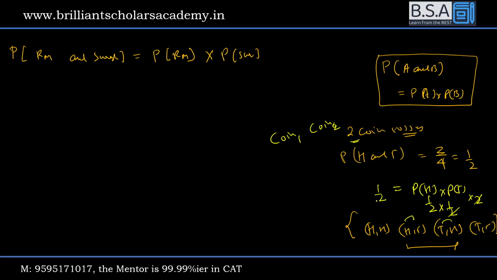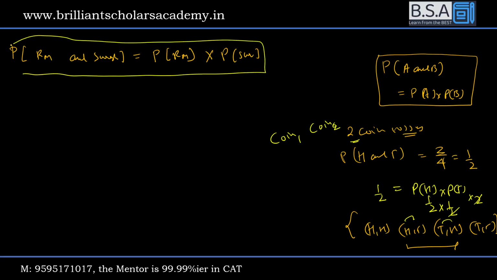So you see your answer did not change. So whenever events are independent, what do you have to do? Multiply. Is it possible that I toss the same coin and I get an even outcome and an odd outcome at the same time?